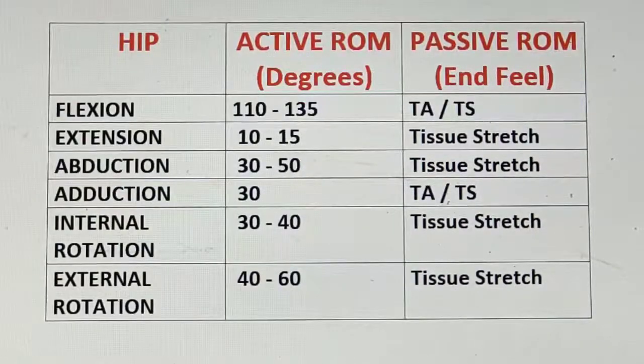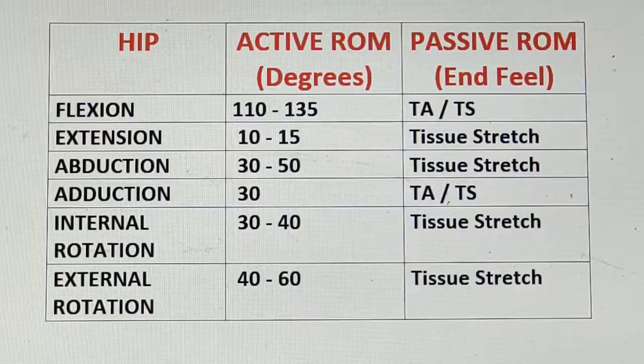Next is the hip joint. Okay, so for the flexion of the hip joint, the active range of motion in degrees is from 110 degrees to 135 degrees. And the passive range of motion end feel is tissue approximation, TA, and TS is tissue stretch.